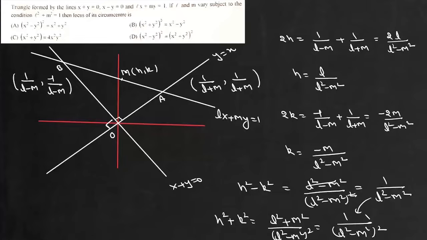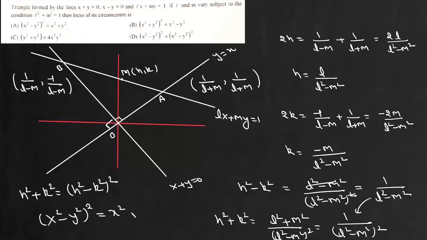Now we'll substitute this value here, so we'll get h square plus k square equals (h square minus k square) whole square. So this required locus will be (x square minus y square) whole square equal to x square plus y square, and that's your option A.